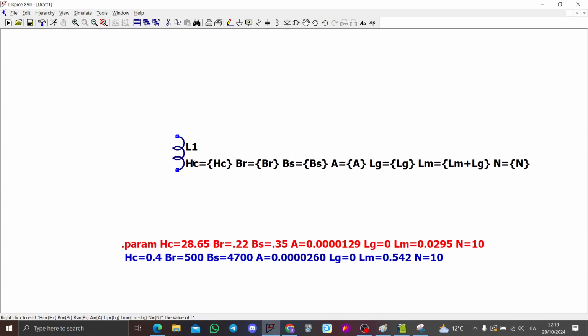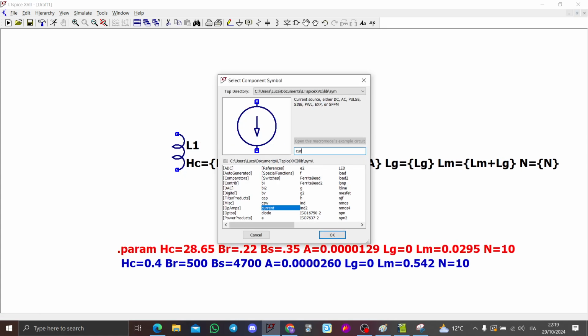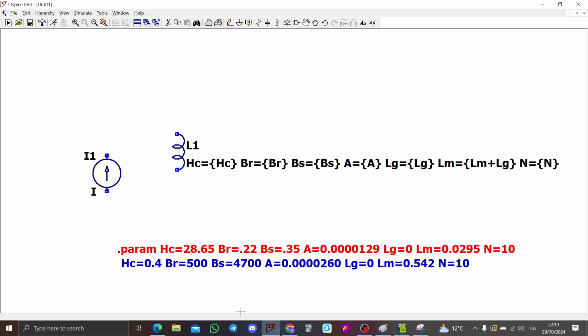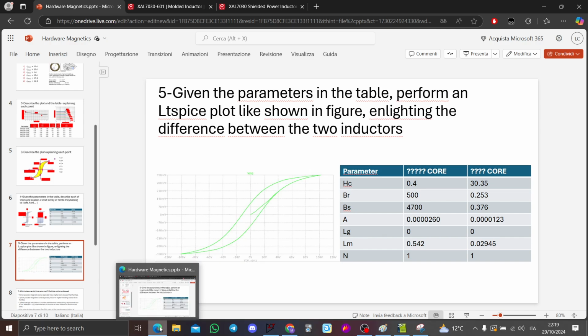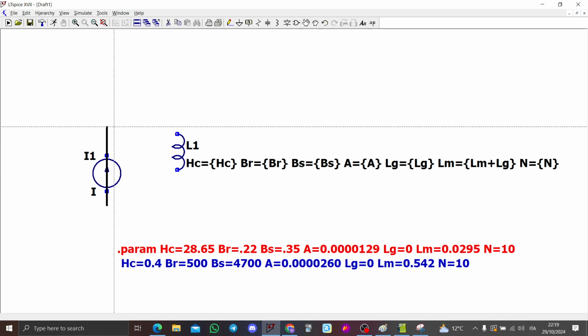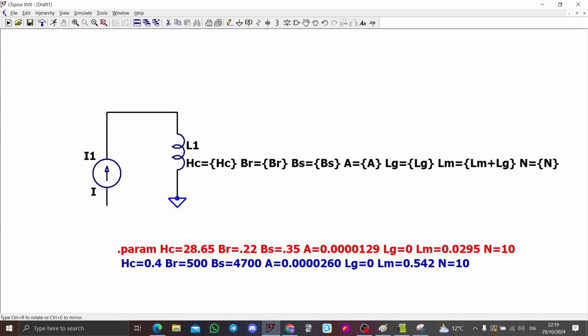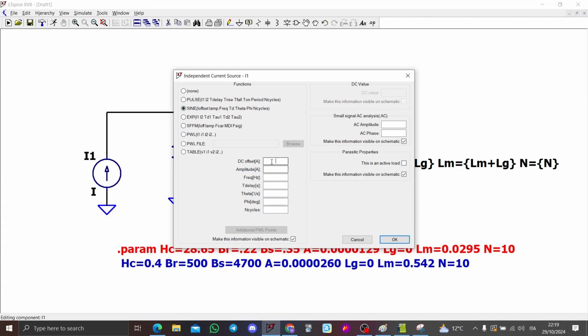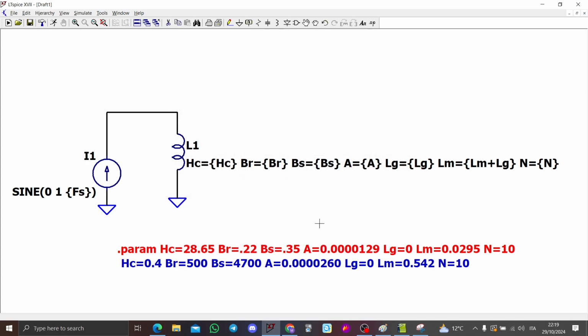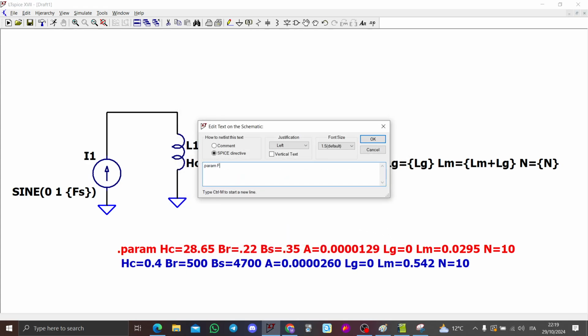First, you have to stimulate the inductor with a current source. Since this is mainly referred to an AC input, you basically need an AC current as well. So let's use a sine with 0 offset, an amplitude of 1 amp, and a frequency of the switching frequency. Let's define the switching frequency as .param fs equal to 10 kilohertz.